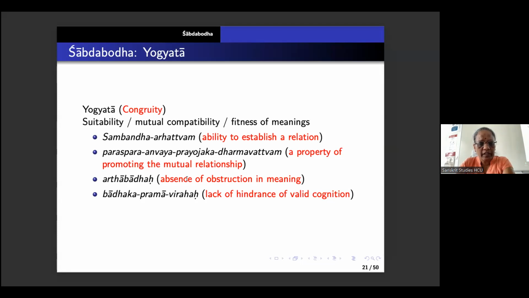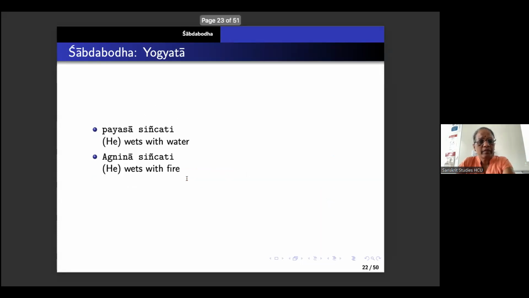I will not go into the details of these four definitions, but I will directly jump to an example. Again, I'm taking the example that is there in the literature. Payasa sinchati is the sentence which says, he wets with water. This is a meaningful sentence. But Agnina sinchati, he wets with fire. This is something which is not meaningful. We cannot understand this sentence because there is no compatibility between the meaning of fire and the wetting part of it.